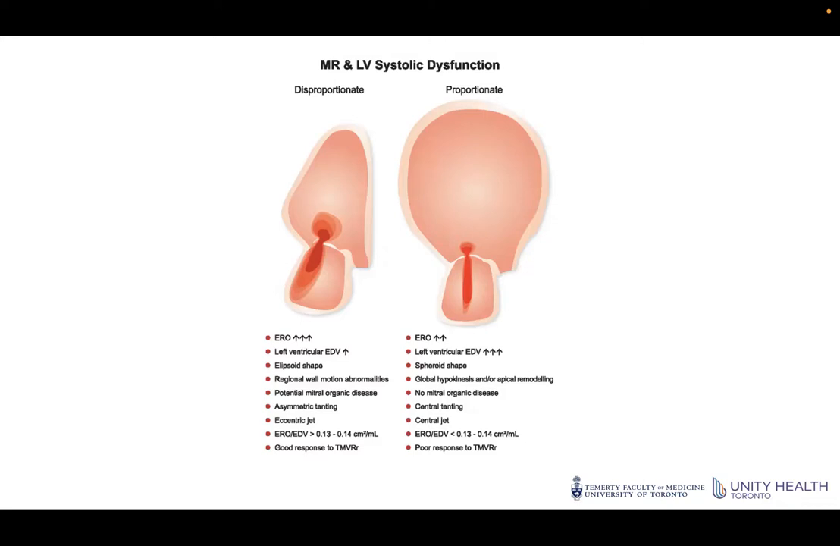So again, the patients with proportionate mitral regurgitation may seem to be less likely to respond favorably to a transcatheter approach. And exactly this kind of subset of patients was probably more frequent in the MITRA-FR group rather than the COAPT trial.